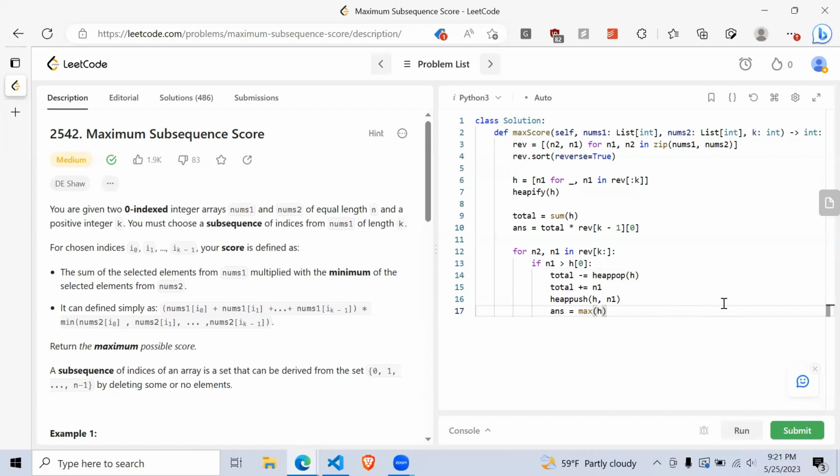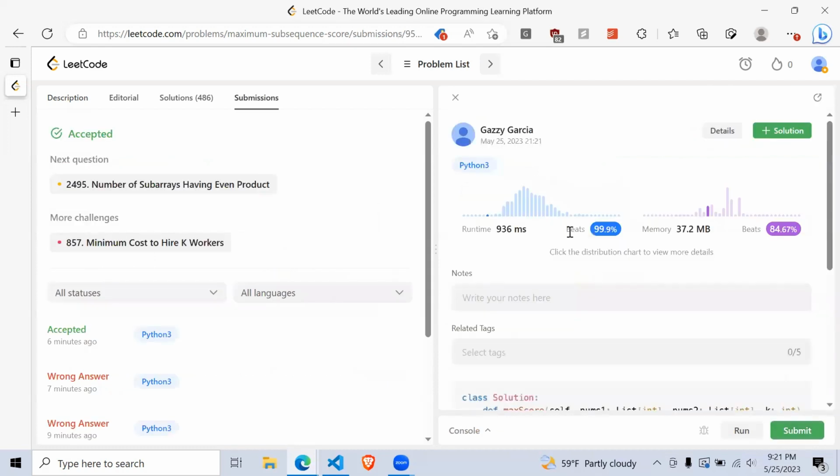And so we compare answer with our current calculation, which would be n2 times the total. Okay, so in the end, our answer will be returned. Okay, so let's double check. And we see that it passes.